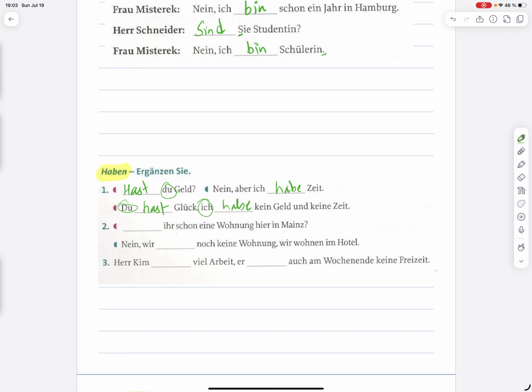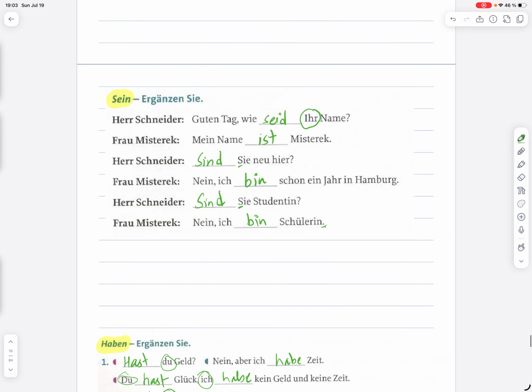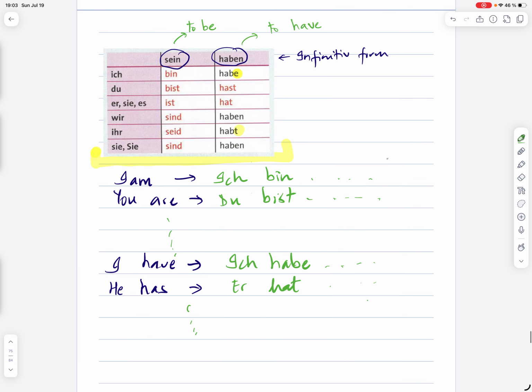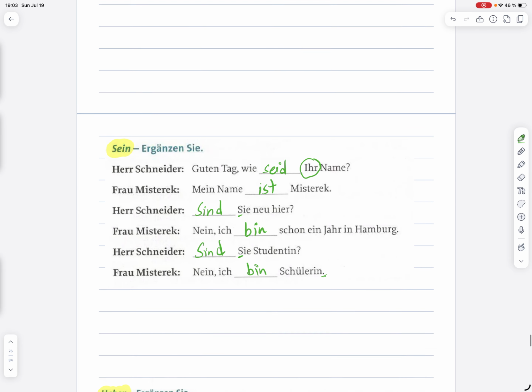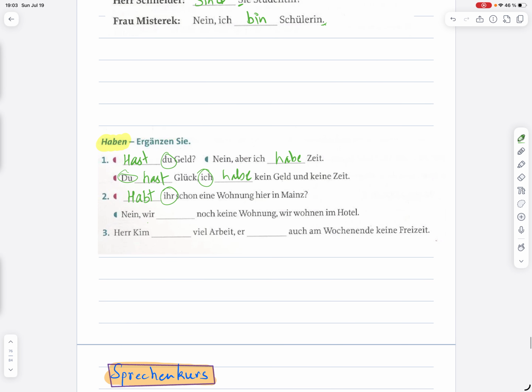"Dash ihr schon eine Wohnung hier in Mainz?" Do you already have an apartment in Mainz? So we have "ihr". So here will be "habt", right? You can look at the table. "Habt ihr", right? With "ihr" we have the conjugation of "habt". Now going back again to the example. "Nein, wir", so we have "wir" as a subject, "noch keine Wohnung." "Wir haben noch keine Wohnung."